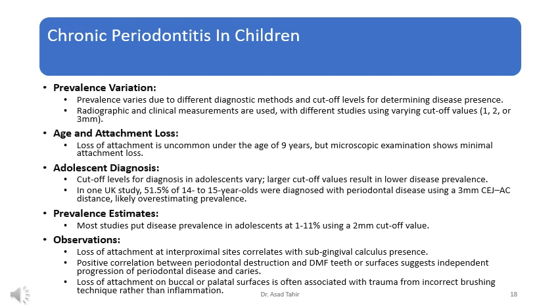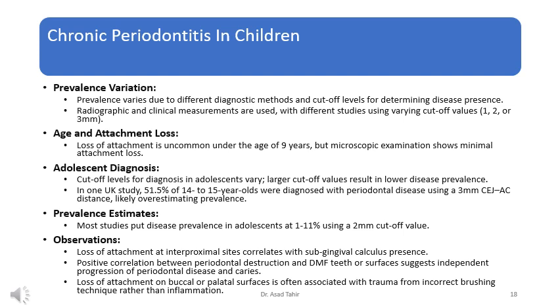Larger cutoff values result in lower disease prevalence. In one UK study, 51.5% of 14 to 15-year-olds were diagnosed with periodontal disease using a 3 mm CEJ-AC distance, likely overestimating prevalence. Prevalence estimates: most studies put disease prevalence in adolescents at 1 to 11% using a millimeter cutoff value.